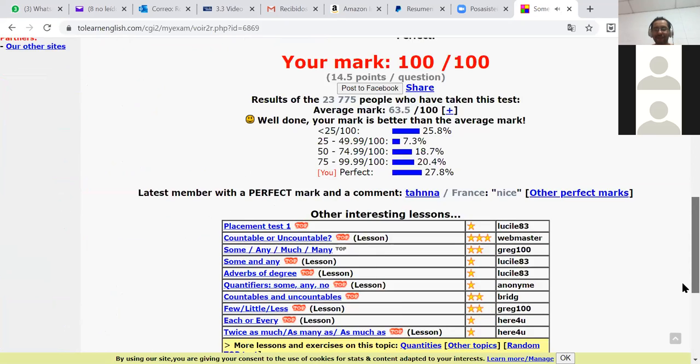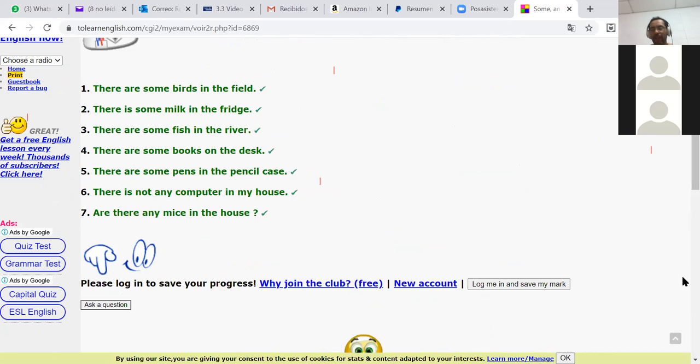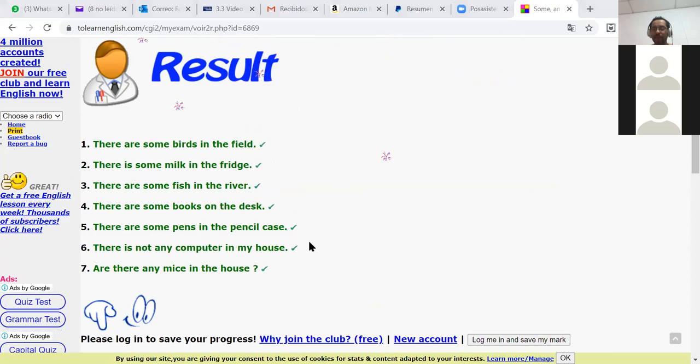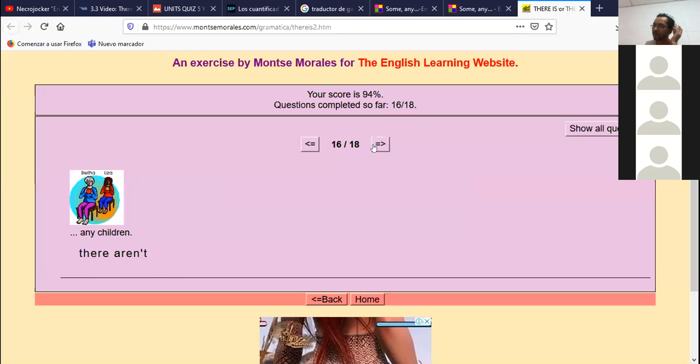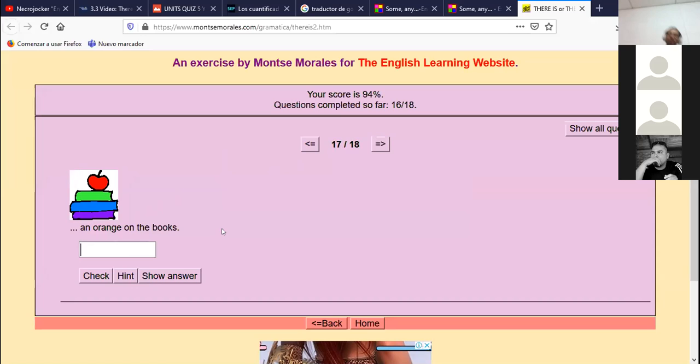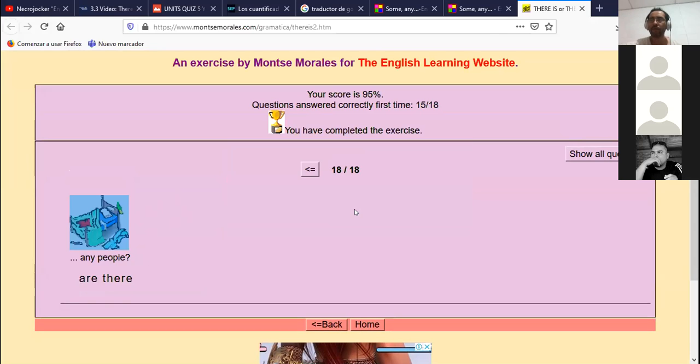And this link is okay. No, go to the next link. Other exercise. There is or there are, a few. There isn't. And the last one. Are there? Yes. Complete. Finish.